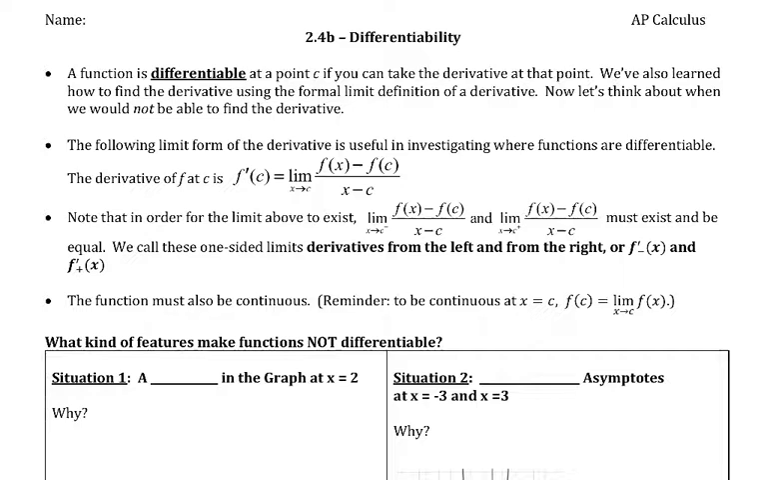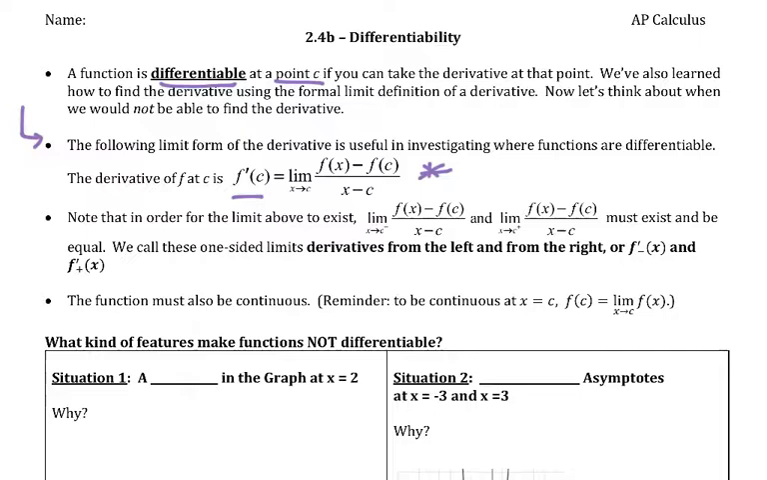At the beginning of our unit on derivatives, we learned about the formal definition of the derivative. Specifically, one of the definitions that we learned for finding the derivative at a specific point was that f prime of c is equal to the limit as x approaches c of f of x minus f of c all over x minus c. We're going to use that definition now as we think about the derivative at a specific point, because a function is differentiable at a point c if you can take the derivative there.